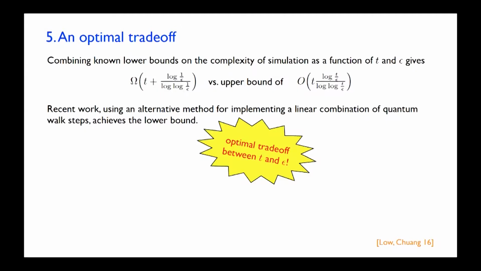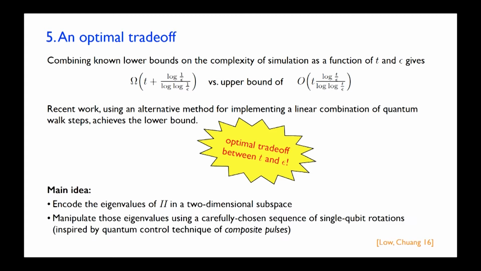Some very recent work done by, again, people here at MIT, Guang Hao Low, who was a graduate student in physics, and Isaac Chuang, who's a faculty member here, gave a method which achieves the complexity from this lower bound. So this lower bound, which is just the combination of the two lower bounds I mentioned before, is actually achievable. There's an algorithm that has this complexity. Essentially, the way their algorithm works is to implement a linear combination of unitary operators in a different way. They encode the eigenvalues of the Hamiltonian into a two-dimensional subspace, and process the eigenvalues in that subspace using quantum control techniques, ideas which relate to composite pulses that you might use in the control of quantum systems.